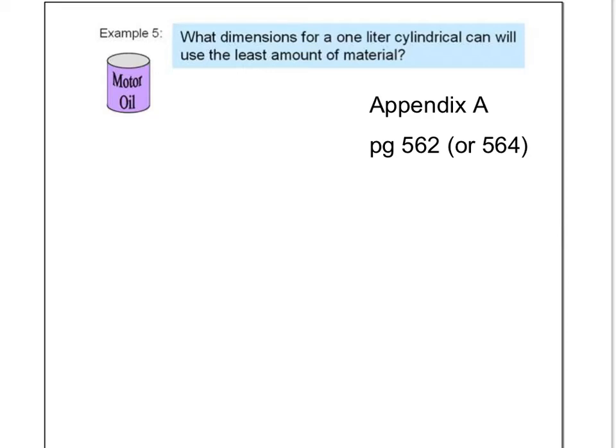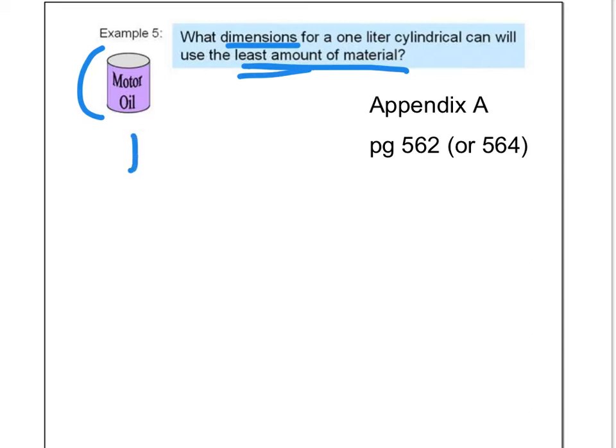So those are your steps. Here's a different question. I'm going to read it to you now. What are the dimensions of a 1-liter cylindrical can, like a motor oil can here in my picture, that gives me the least amount of material? So let's say I work for some sort of packaging company and I need to package these motor oil or soup cans or whatever it is, and I need to find the least amount of material.